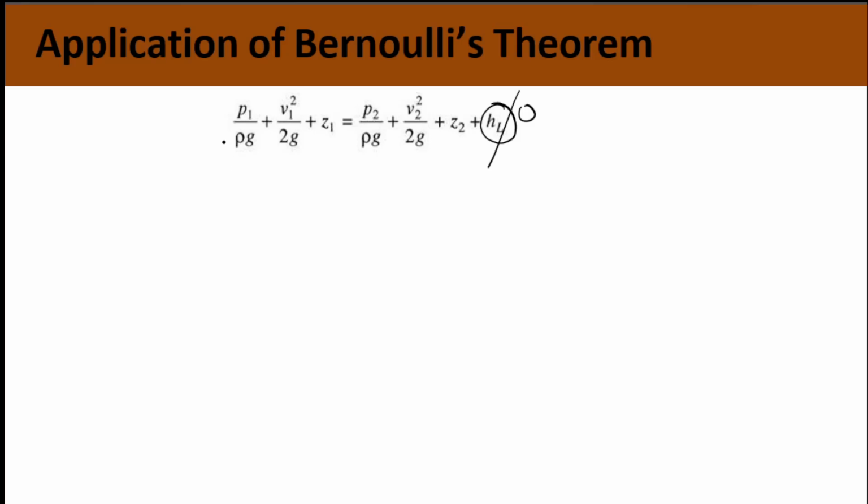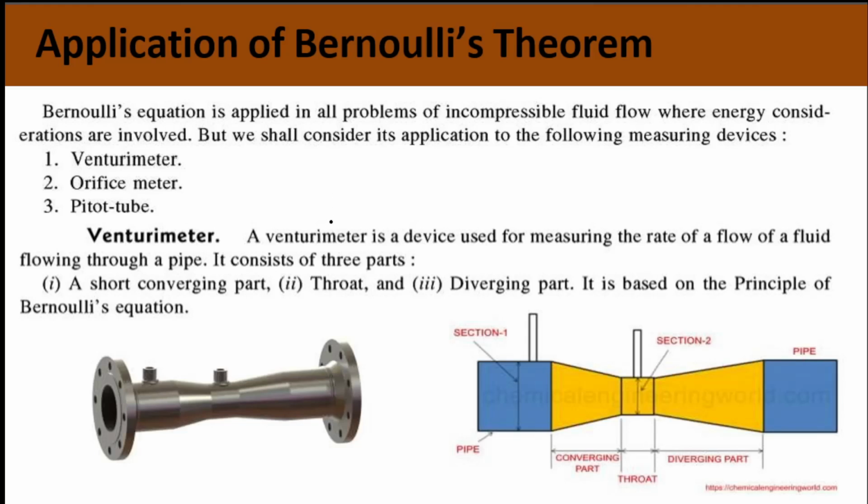Now this Bernoulli's theorem equation is P1 by rho g plus V1 square by 2g plus Z1 is equal to P2 by rho g plus V2 square by 2g plus Z2. Talking about the applications of Bernoulli's theorem, it is applied in all problems related to incompressible fluid flow where the energy changes are there. Here in this video, we'll talk about the applications where this Bernoulli's theorem is applied in measurement devices like Venturimeter, orifice meter, and pitot tube.